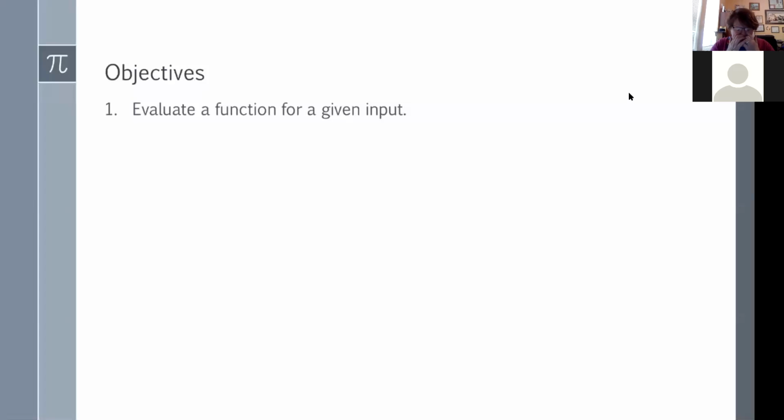Okay, so on Tuesday, we started looking at functions. And just a quick review of what functions are: a function is a correspondence.